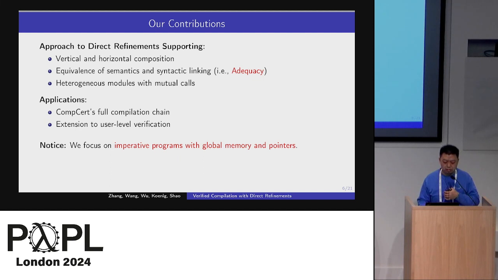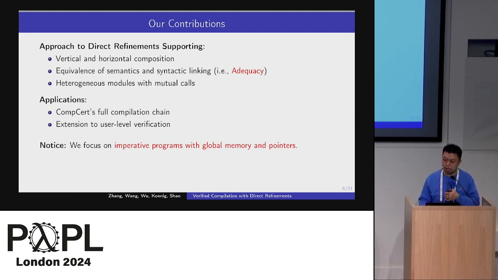We provide the answer to these questions by developing an approach to direct refinement that supports all the important features for compiling open modules, including vertical and horizontal composition and the equivalence between semantic and syntactic linking, meaning there's no distortion of the semantics. This is also known as the adequacy property. We also support heterogeneous modules with free calls between them. And this approach is applied to the full compilation chain of CompCert starting from Clight.